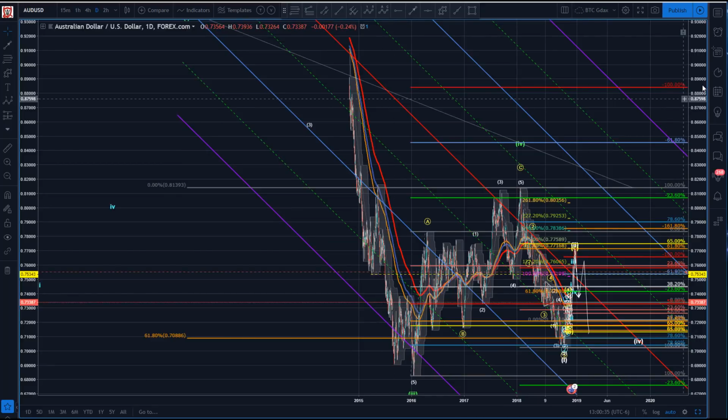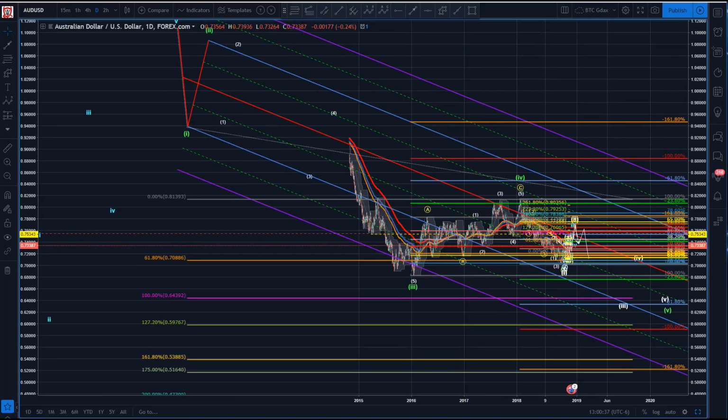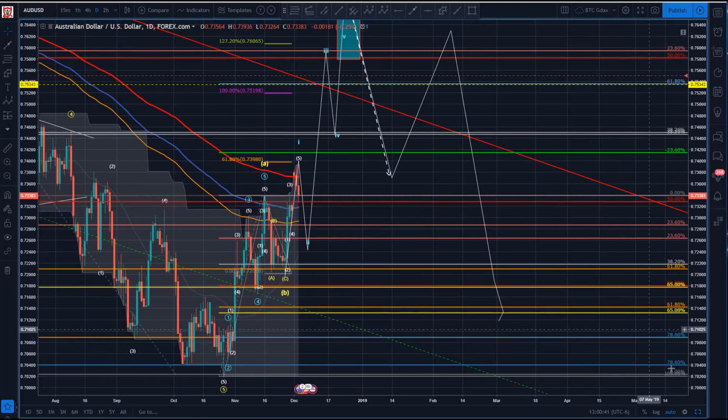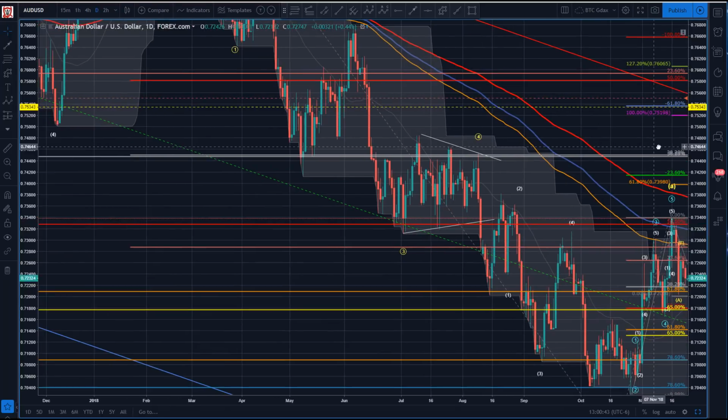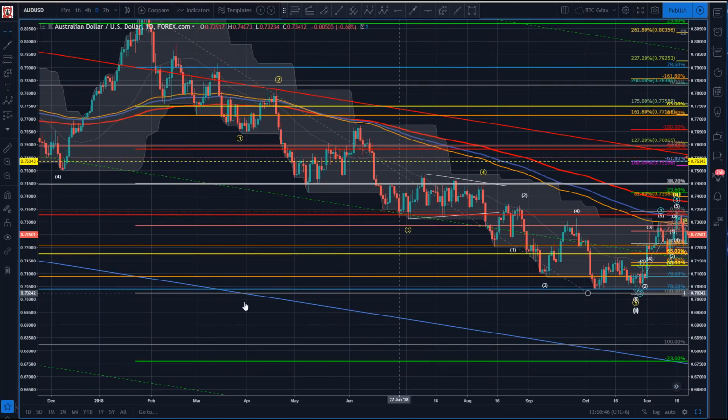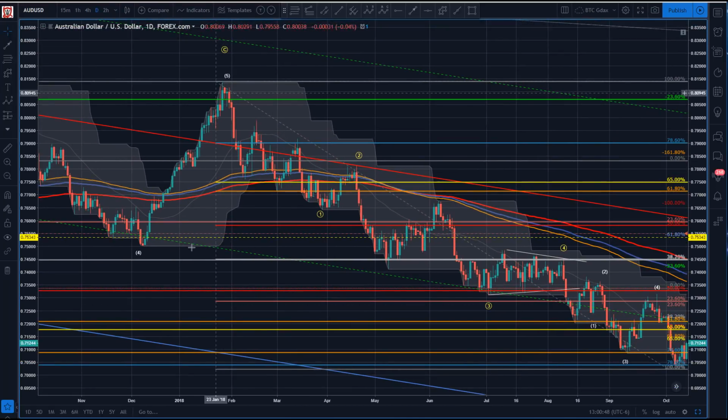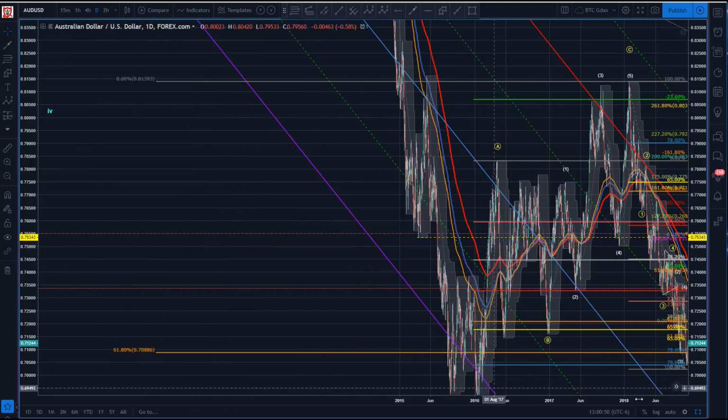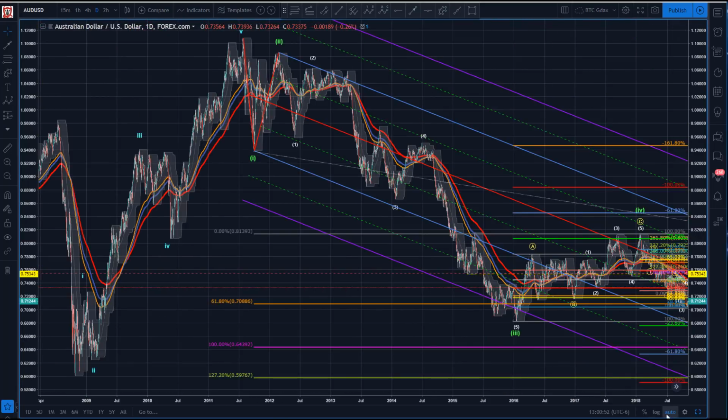like this. If I can get this to reassemble, can I? Trying to get that to reset. It's the big ones. TradingView is being a little squirrely on me.